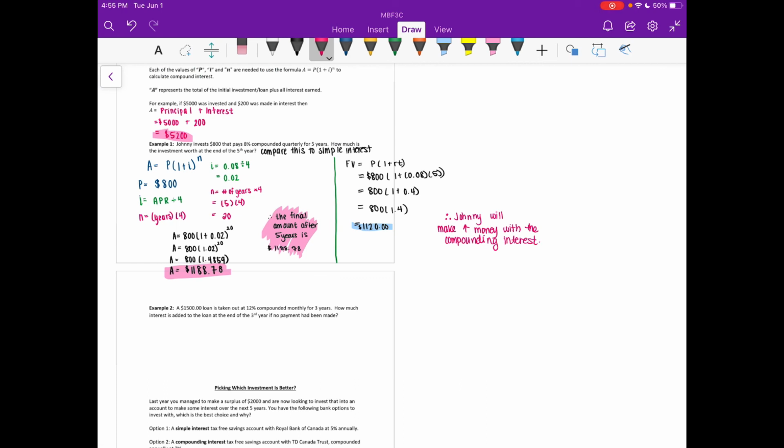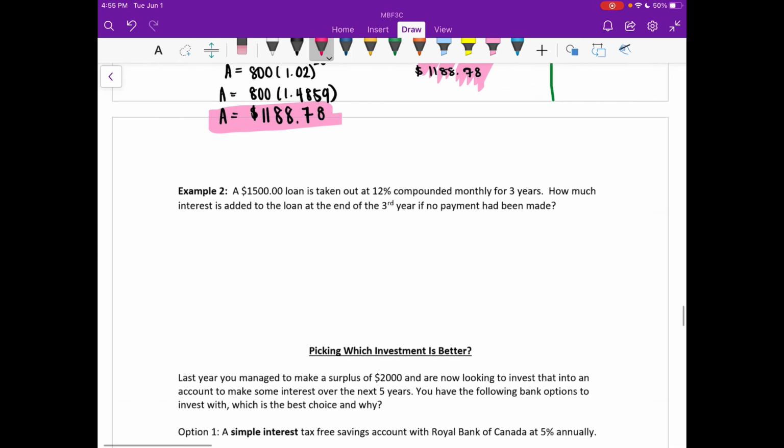Okay? So I want you to try doing example 2 on your own. It says that a $1,500 loan is taken out at 12% compounded monthly for 3 years. So that's a lot of information right there, and that should tell you what to use in the chart. How much interest is added to the loan at the end of the 3 years if no payment has been made? So you're actually taking out money and now you have to give the bank back money. So if you don't pay anything for 3 years, how much will you owe them back at the end of the 3rd year? Right, so let's go back here and put out my formula.